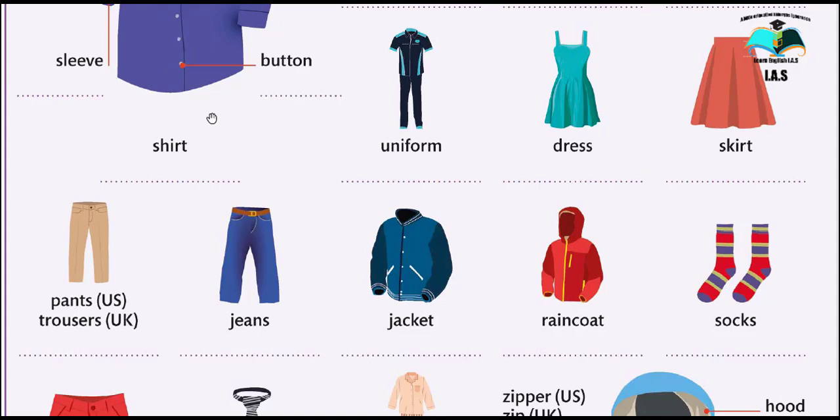And in fact, this is a shirt. This is a uniform. And dress. This is a dress. Skirt. Pants. Pants is an American word, and trouser is a UK word. Jeans. Jacket. This is a jacket.